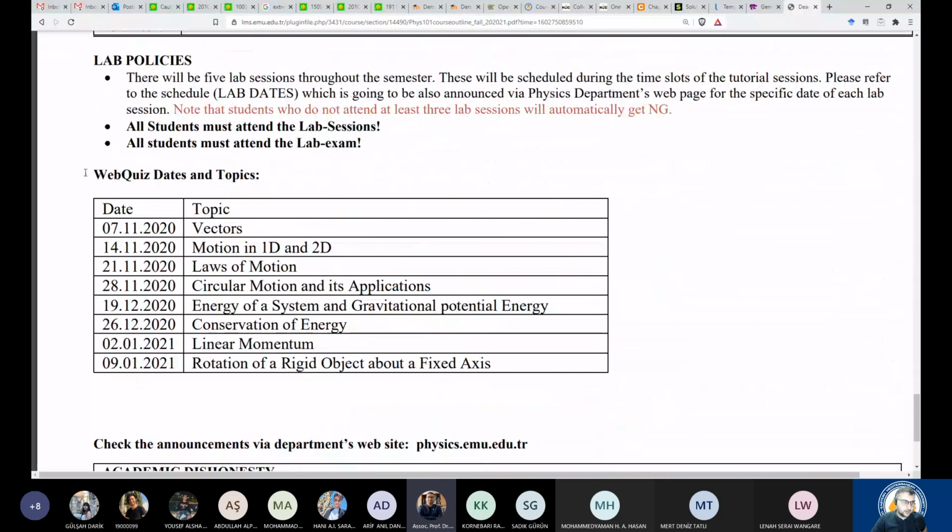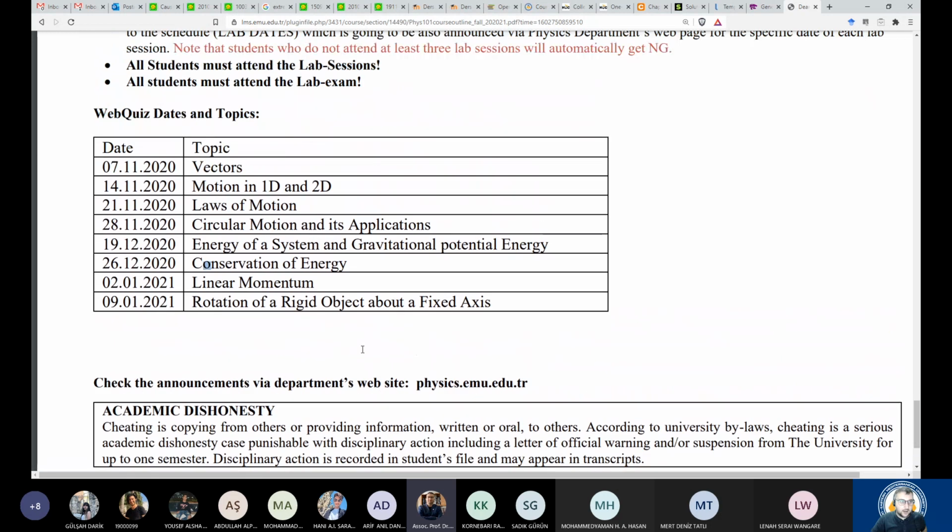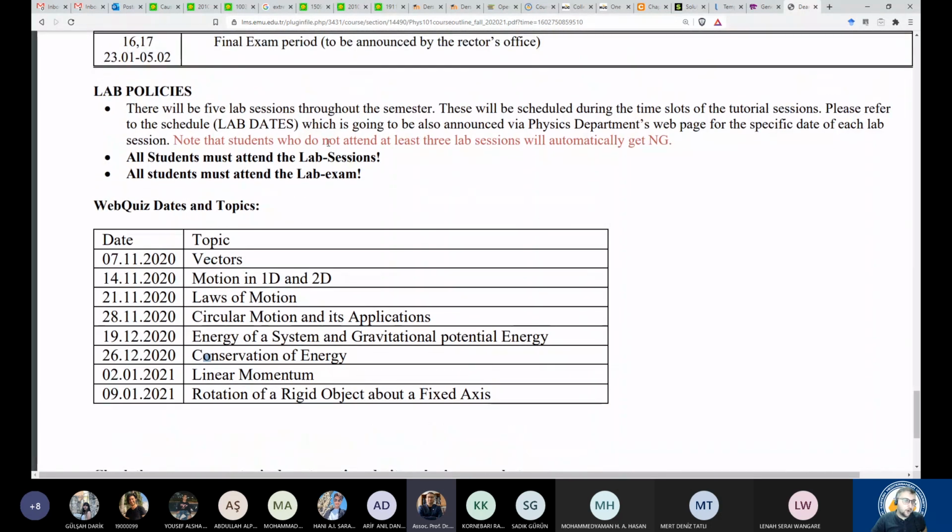And yes, here you can also see web quizzes, dates and topics. The first topic will be vectors. Okay, but you must also study the units, because in all quizzes we can ask you something about unit conversion. So first you must make unit conversion, after that calculate vectors. Okay, so don't forget these dates, and you must attend all lab sessions and lab exam.